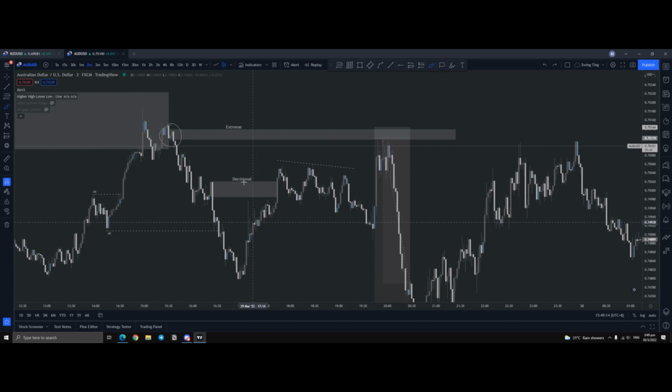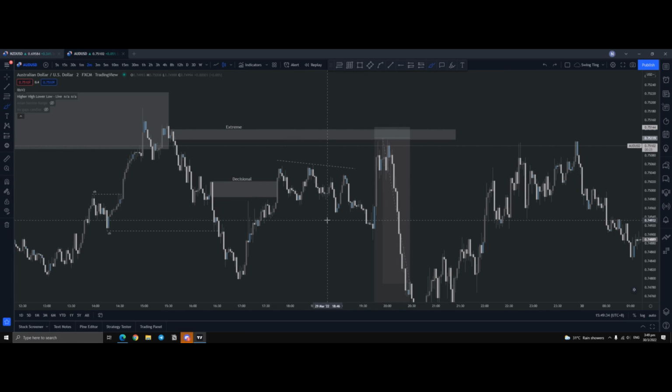You can see how in this instance the decisional does not hold up, right? We break right through it. We didn't even react off of it or show any reaction. We broke right into it, right? And in this case the extreme was basically, price set up to mitigate the extreme zone, which it did over here, right? So we did get a mitigation of an extreme zone.